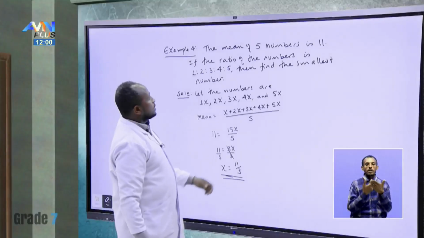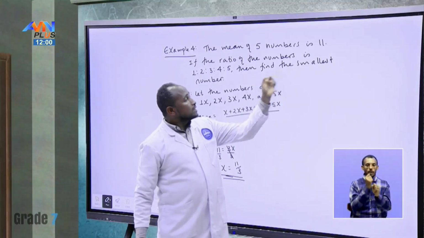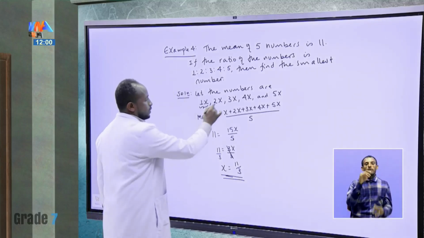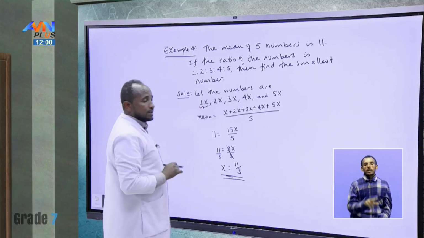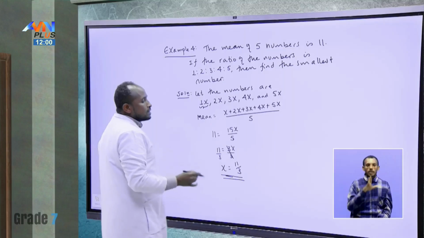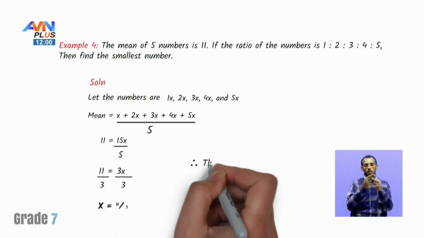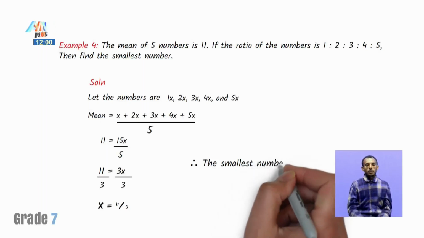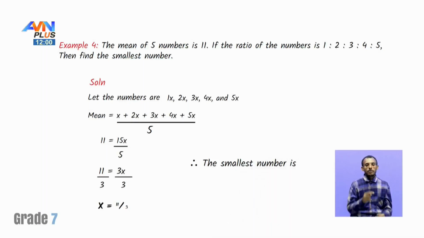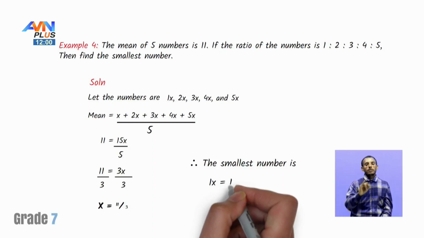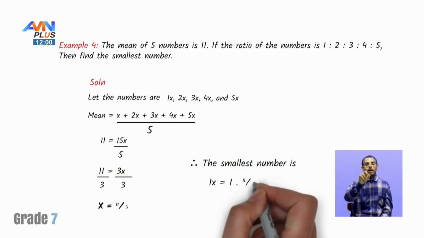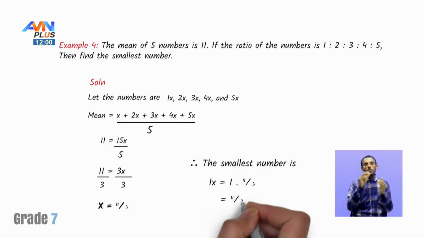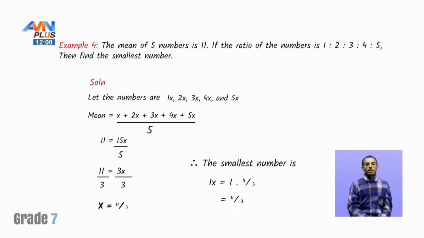Here, we are asked to find the smallest of these numbers. The smallest number is this one, it's 1x. This one is bigger, 2x, 3x, 4x, so are bigger. But the smallest one is 1x. Therefore, the smallest number is 1 times x. That's 1 times 11 over 3. It will be 11 over 3. The smallest number will be 11 over 3. That's it. Now let's continue.